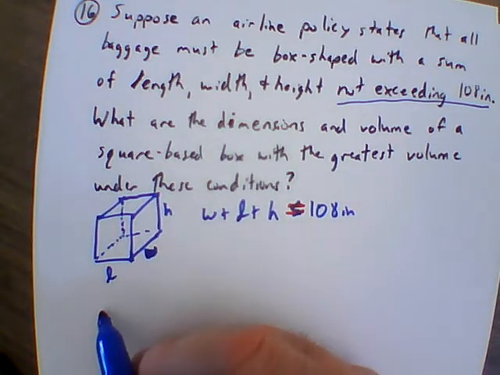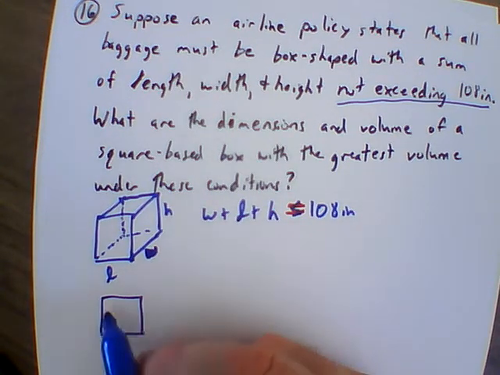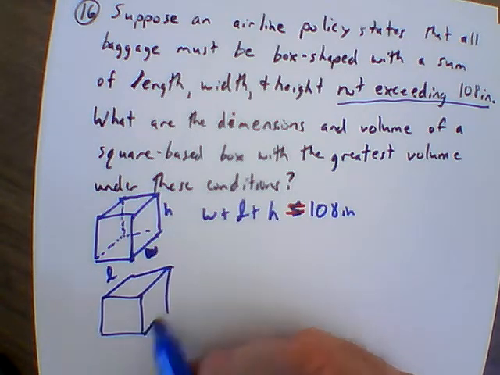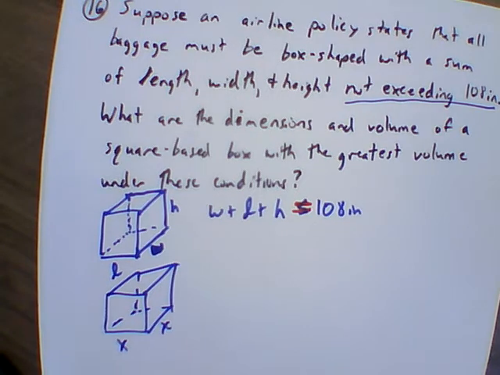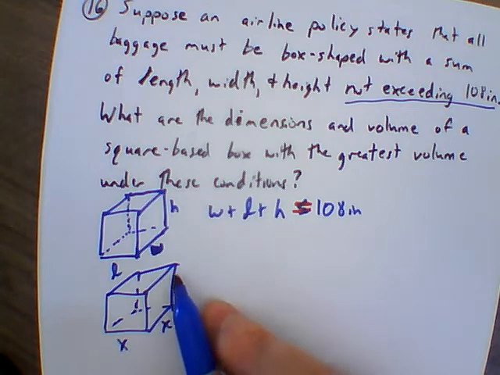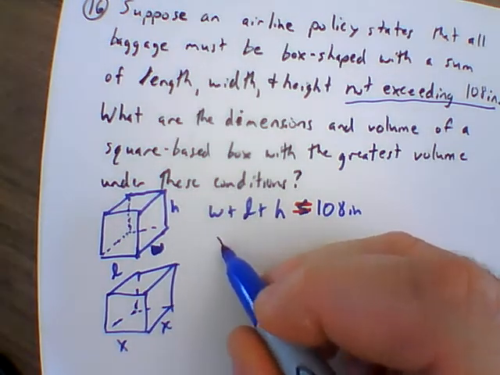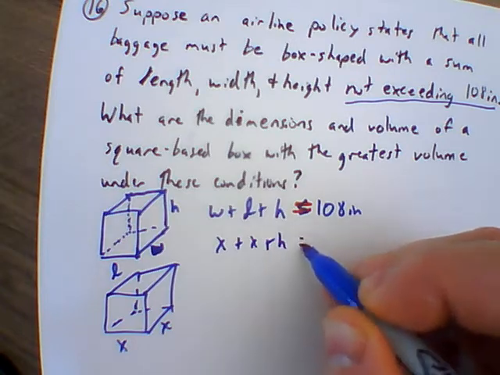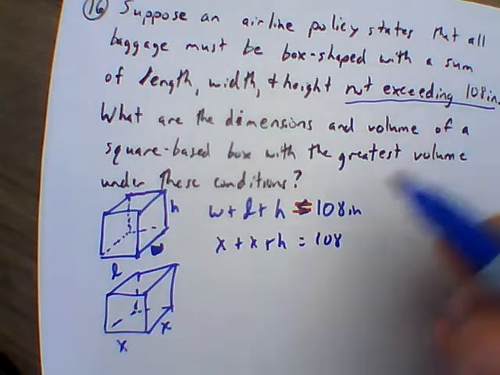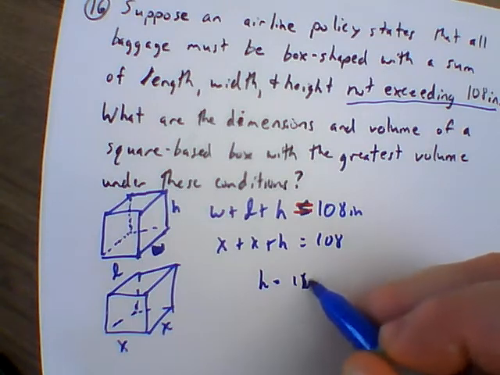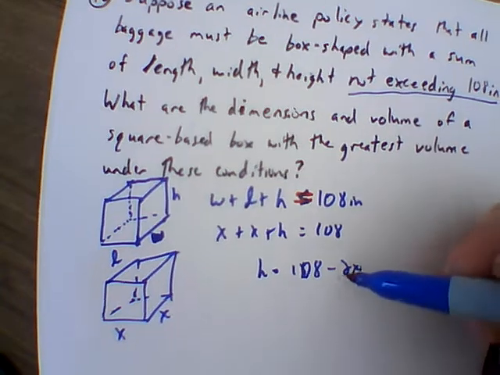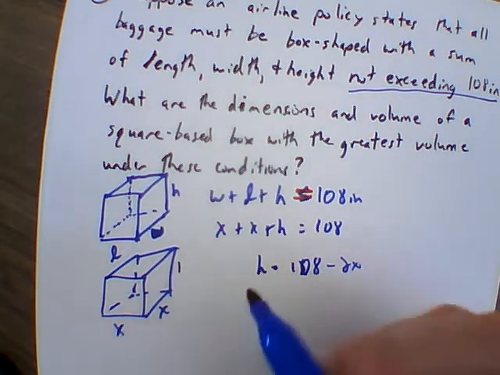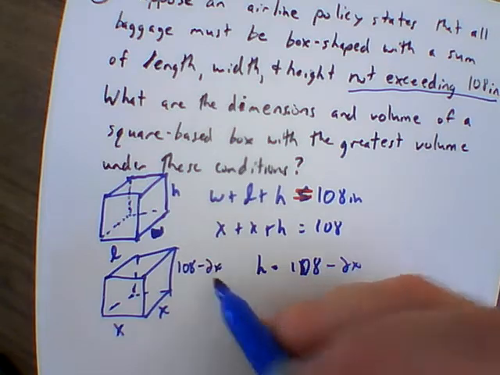Since they told us it's a square box, if I come back here and redraw this a little bit, I'm going to have this be x and this be x. Now I have my square box. But if this is x and this is x, what is this height going to be right here? Once again we have x plus x plus h equals 108. So h would equal 108 minus 2x. x plus x would be 2x, then we subtract that over. So we see now that we have 108 minus 2x.